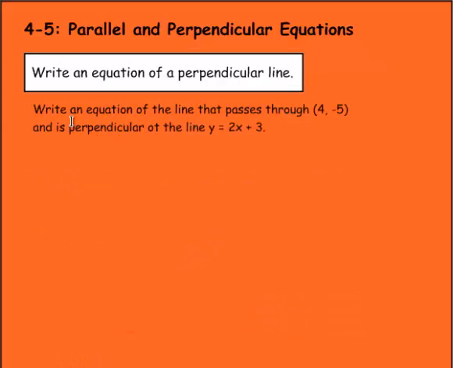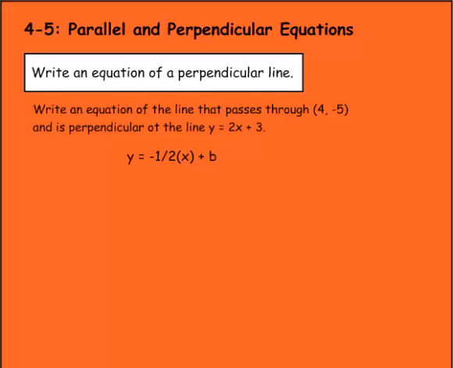Now we need to write an equation of a line that passes through 4 and negative 5 and is perpendicular to the line y equals 2x plus 3. So first we need to determine that slope. So the perpendicular of positive 2 over 1 would be y equals negative 1 over 2 times x plus b, which is the way we can find b.